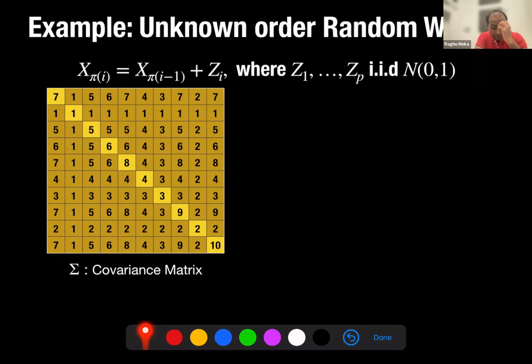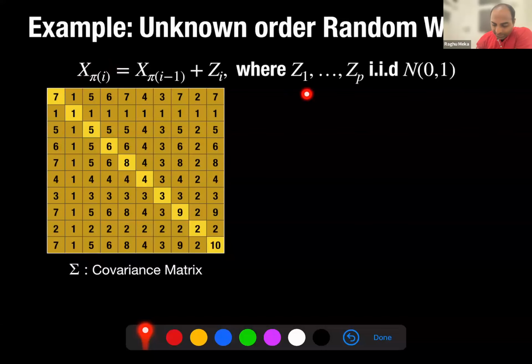Okay. So as a toy example to keep in mind, imagine you're trying to solve the following problem. You have an unknown order random walk, meaning the vertices are ordered in some way, and you have the same random walk example as before, right? So there's some unknown permutation pi, and independent random variables z_1 to z_p, and x_pi(i) is x_pi(i-1) plus z_i, right? It's the same structure as before, but the order is different. It's not that x2 is x1 plus z1. Maybe x7 is x6 plus something and so on.